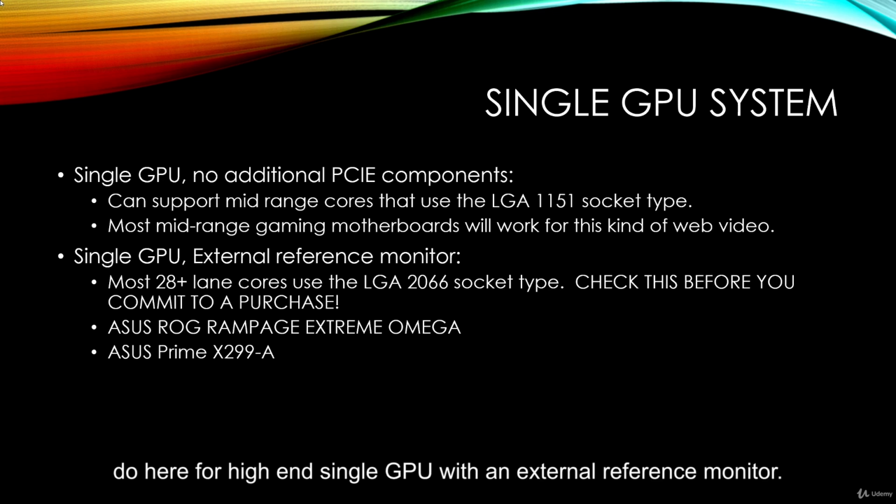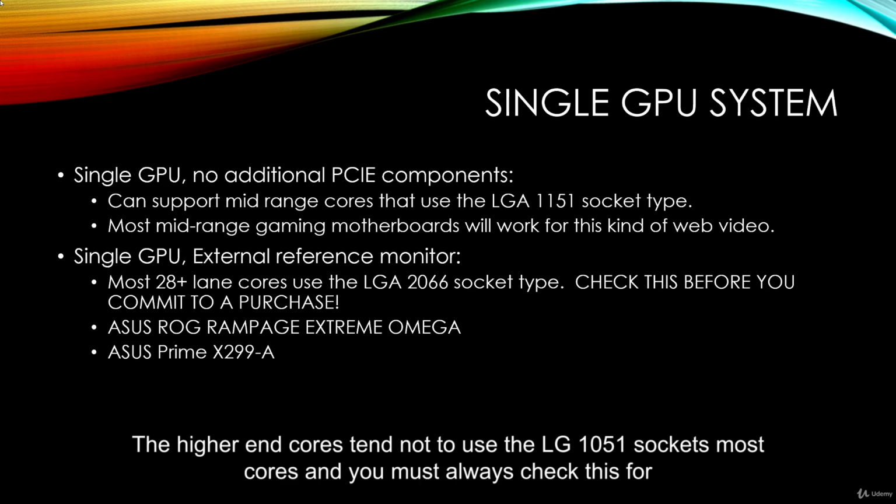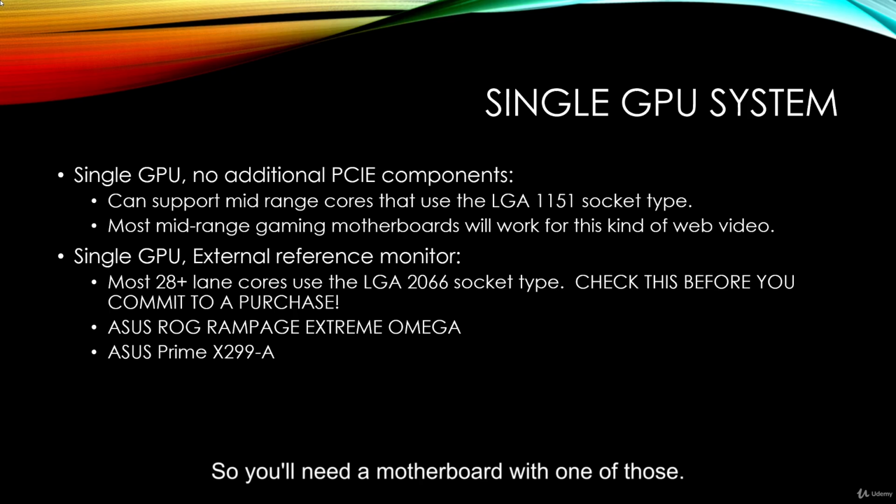For high-end single GPU with an external reference monitor, we are going to want a 28-lane core. The higher-end cores tend not to use the LGA 1151 sockets. Most cores, and you must always check this for yourself, that support more than 16 lanes tend to use the LGA 2066 sockets, so you'll need a motherboard with one of those.